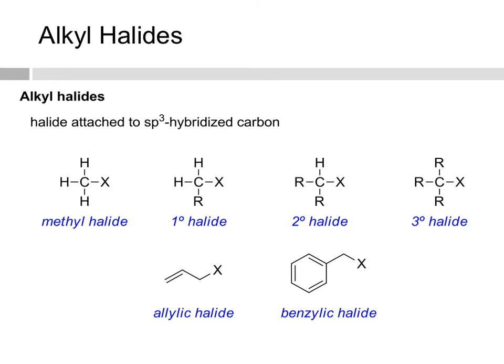If it's attached to a methyl group, it's a methyl halide. If the halide is attached to a primary carbon, then it's a primary halide. If it's attached to a secondary carbon, it's a secondary halide. And if it's attached to a tertiary carbon, it's a tertiary halide. If the halide is adjacent to an alkene or an aromatic group, we can classify them as allylic halides or benzylic halides, respectively.